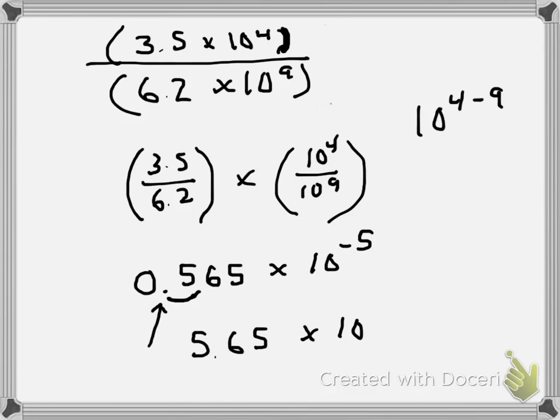Well, when you're counting down the number line, negative 1, negative 2, negative 3, negative 4, negative 5, one farther down the number line would be negative 6. And you're done. 5.65 times 10 to the negative 6.